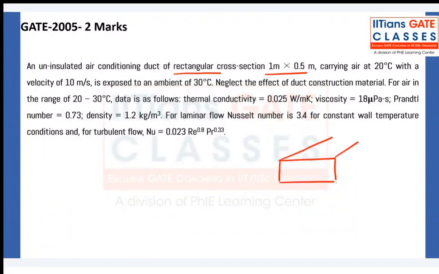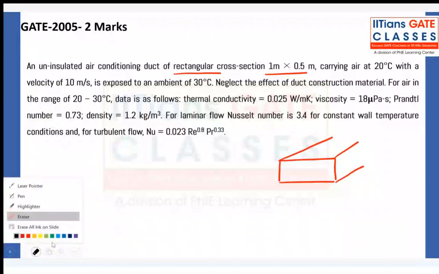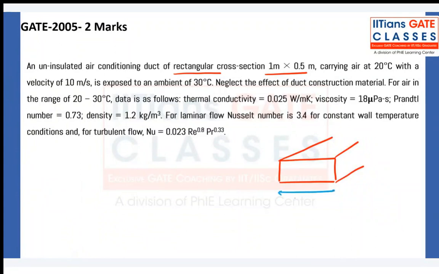Now this is your 1 meter, and this is your 0.5 meter duct carrying air at 20 degrees Celsius. So T of air is equal to 20 degrees Celsius inside the duct, and its velocity is 10 meters per second, V infinity. It is exposed to the ambient of 30 degrees.